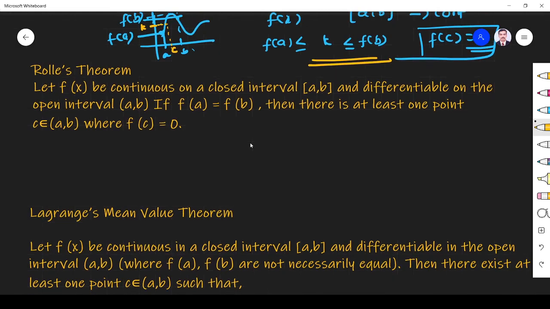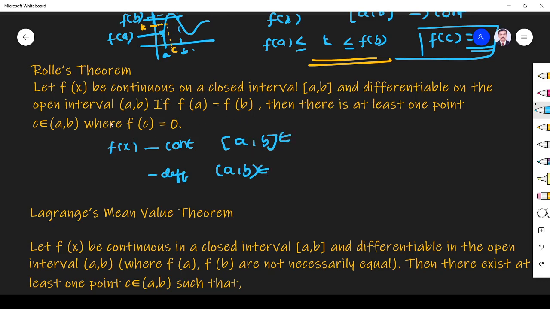Next, these two theorems, Lagrange's theorem and Rolle's theorem, play a crucial role in problem solving. As usual, you must study every condition very carefully, because based on the conditions they will ask the question. So Rolle's theorem: let f of x be continuous in the closed interval and differentiable in the open interval.